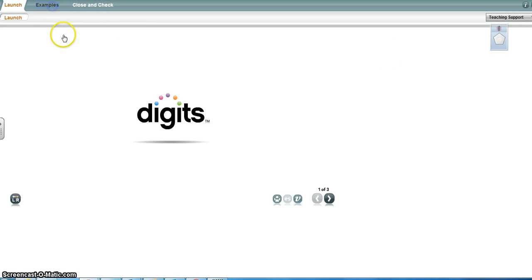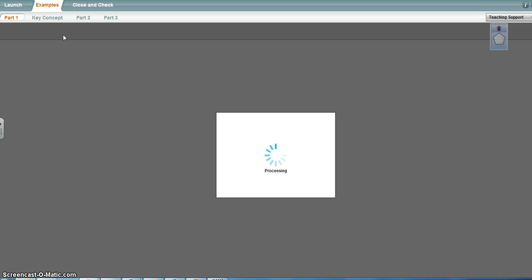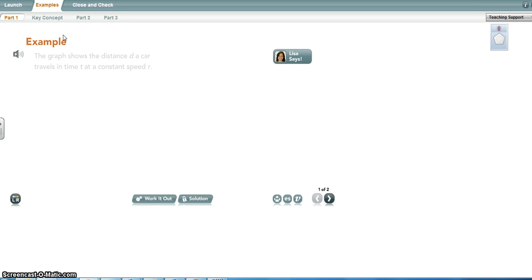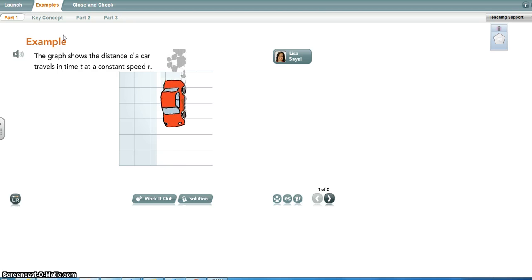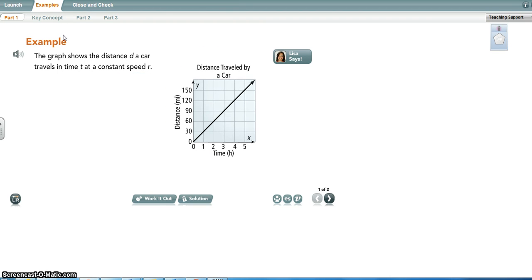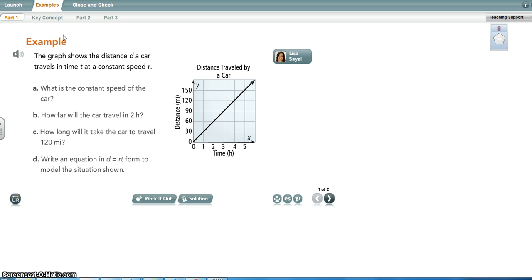Hi guys, let's look at lesson 2 of our topic, linear equations in the form of y equals m times x. Alright, we have a graph that's showing the distance that a car travels in miles, dependent on how many hours the car has been traveling.